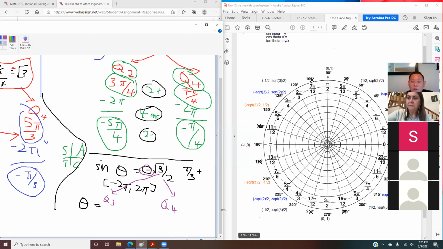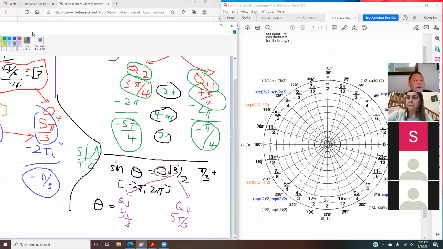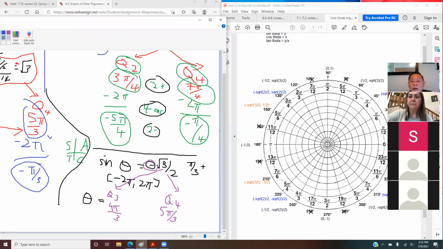So in quadrant number 3, pi over 3, which is 60, anything over 3, it will be 4 pi over 3. And also 5 pi over 3. Yes, that's correct. 4 pi over 3 and 5 pi over 3. But this is just the positive one. So how do we figure out the negative one? As what I mentioned earlier on.